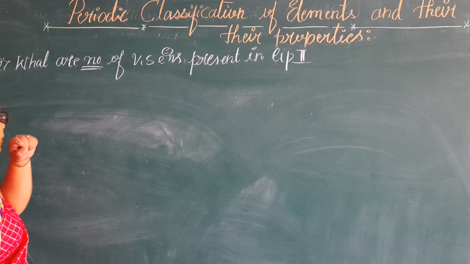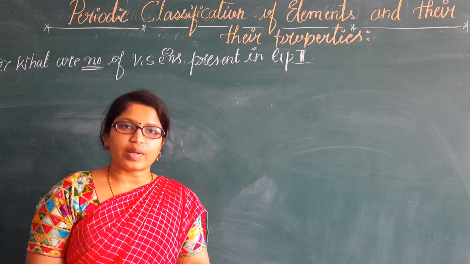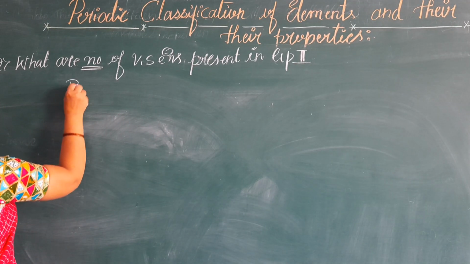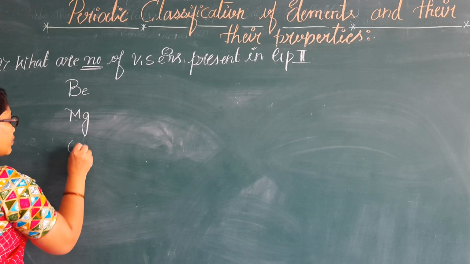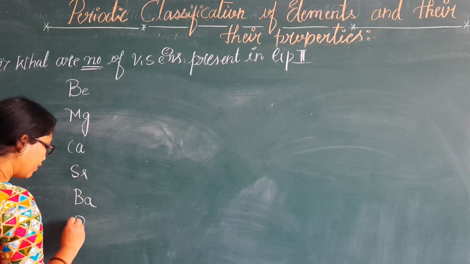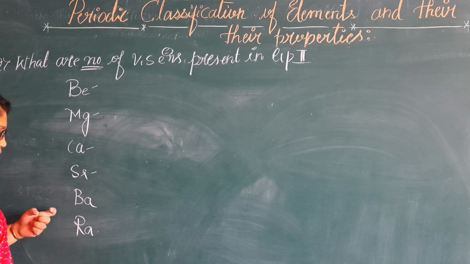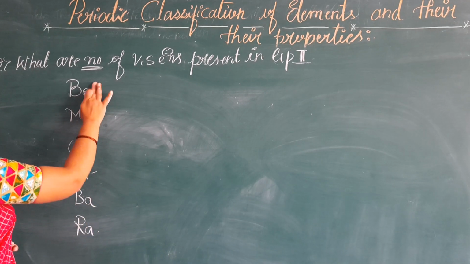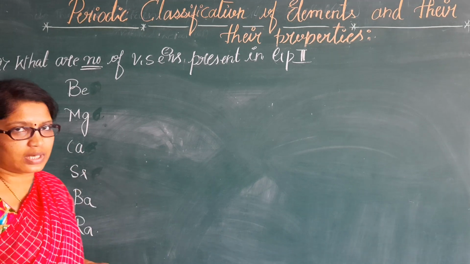So what are group 1 elements I told you? By seeing the periodic table we have already discussed group 1 elements, and group 2 elements also. Group 2 elements start from beryllium, and lastly we have radium. So beryllium, magnesium, calcium, strontium, barium, radium. These are all considered as group 2 elements. And as group 1 elements show the common plus 1 oxidation state.